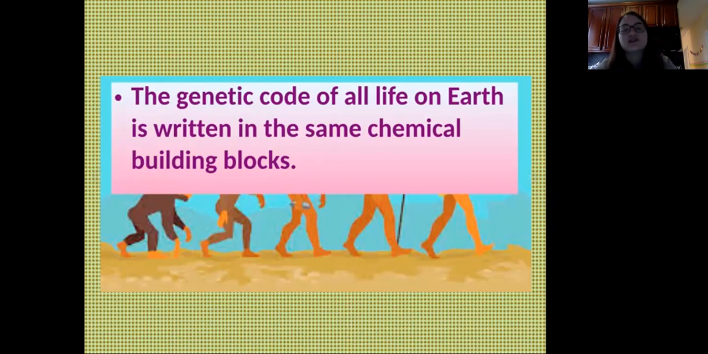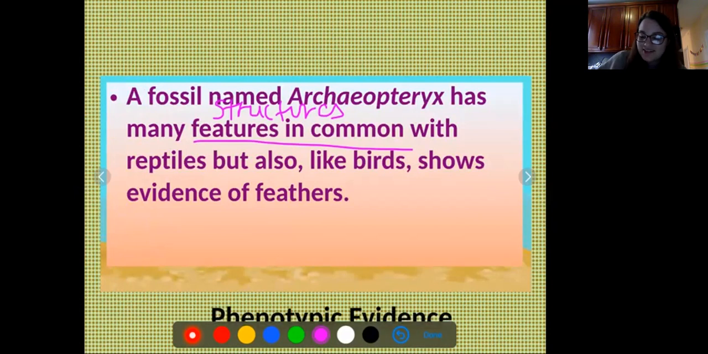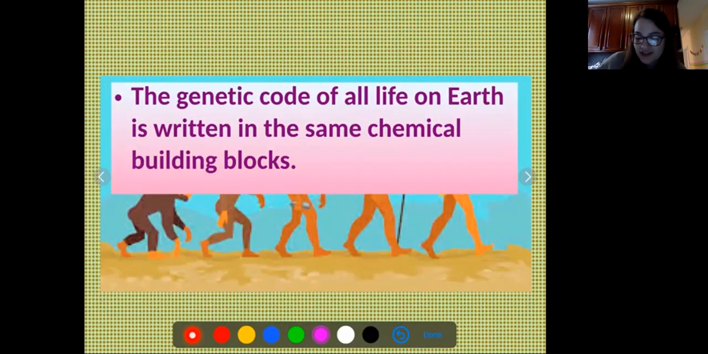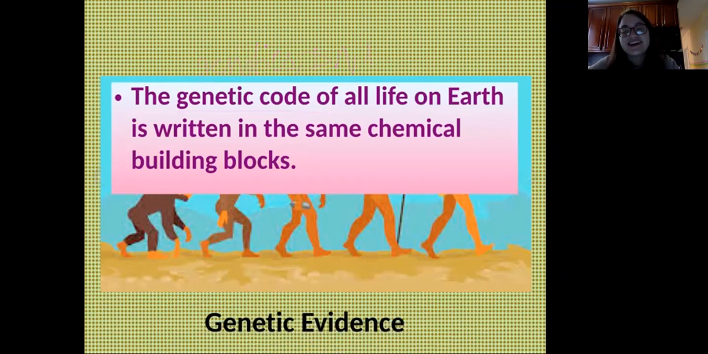All right, next up, the genetic code of all life on Earth is written in the same chemical building blocks. So here we are talking about genetic code, okay? When we hear the phrase genetic code, we are talking about genetics or even DNA, right? So knowing that, what type of evidence do you think we're looking at here? Well, I hope you said we're looking at genetic evidence. It's written in the question. So genetic evidence is what we're looking at here because we are looking at that DNA.